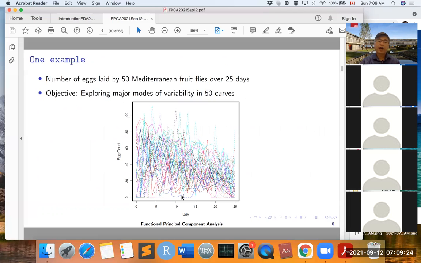Now let me give you one example. Here, this shows the number of eggs laid by 50 fruit flies over 25 days. The number of eggs each fruit fly laid over 25 days will be one curve. So now we have 50 curves shown in the graph. You can see these 50 curves are pretty messy, right? And so our objective is to explore the major modal variabilities among these 50 curves.